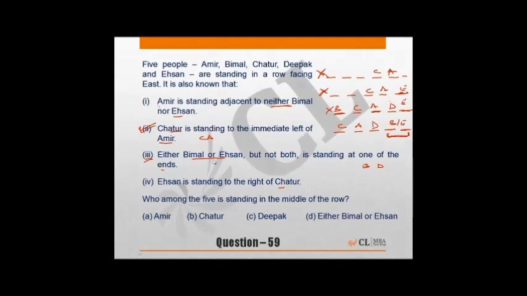Statement 3. Either B or E but not both. So between B and E, one of them will be in the corner and the other corner is occupied by C. So this satisfies. Statement 4. Ehsan is standing to the right of Chatur. E is standing to the right of C. Yes, we have already taken care of it. So the correct answer is choice D.